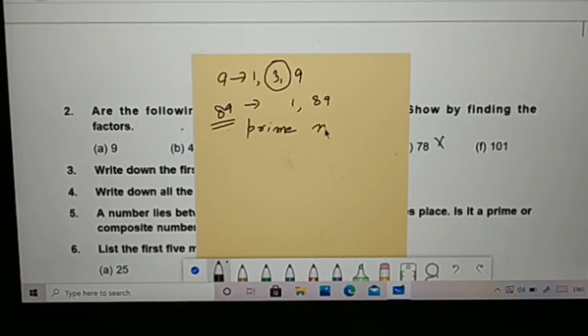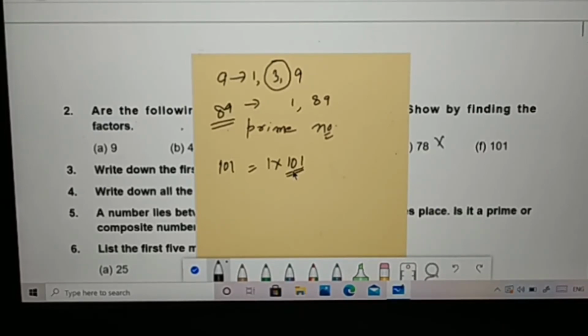Now we have 101. Now check 101. The factors of 101: you can see 100 is divisible by 2, but 101 is not divisible by any other number than 1 and 101.